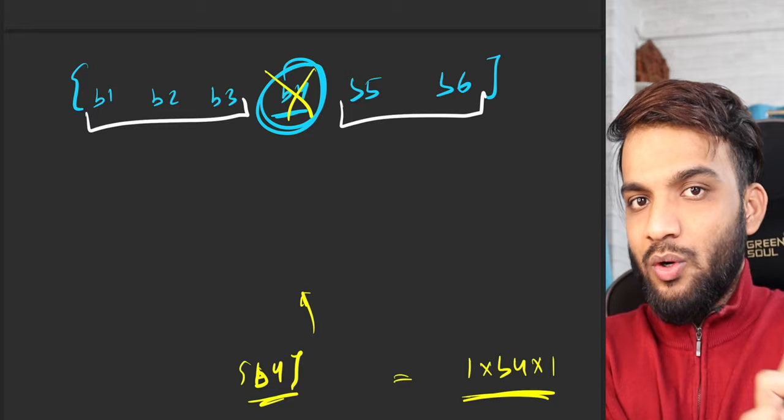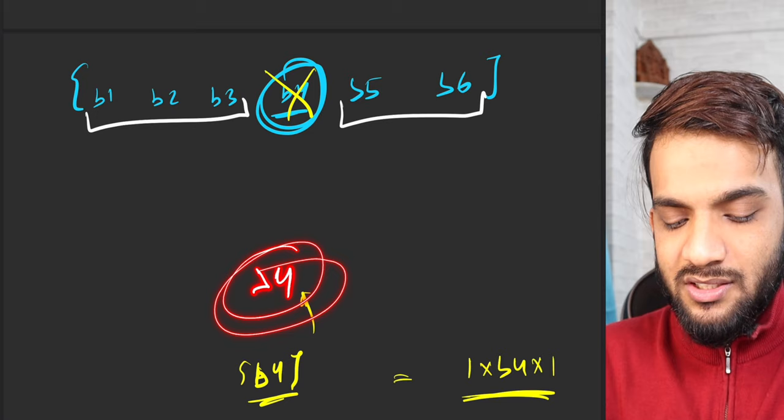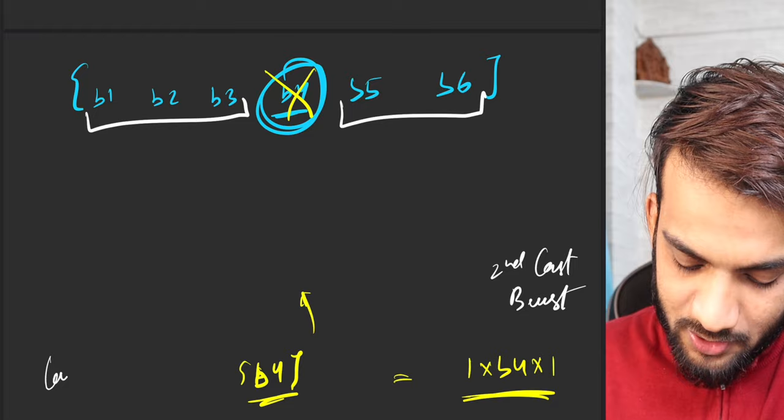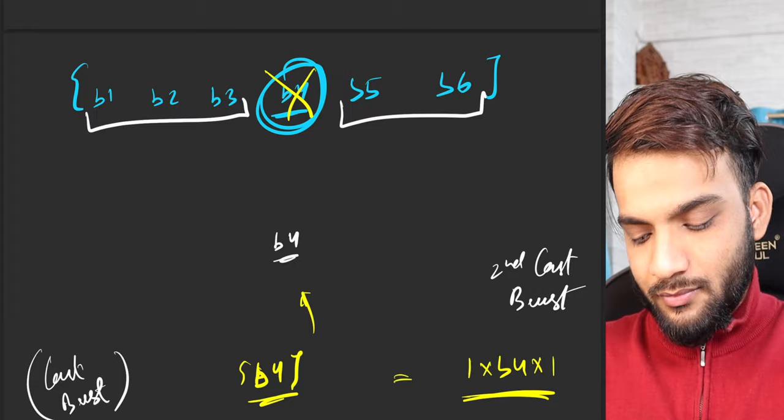I definitely know B4 will exist over here, because only if B4 exists will it get burst in the next step. I repeat, B4 has to exist in the second last burst, and this is the last burst. B4 has to exist, because only then can it get burst. So this is the problem that you're solving.